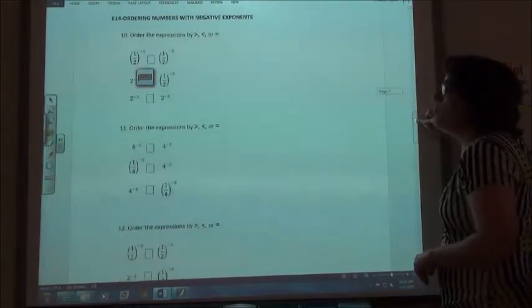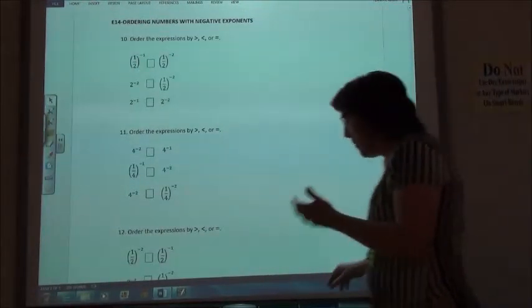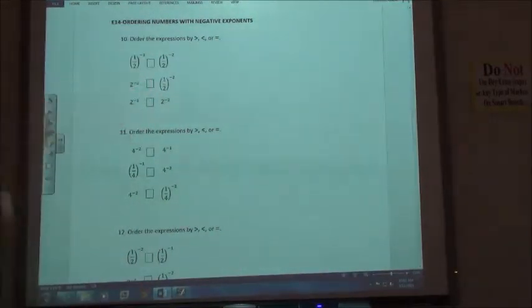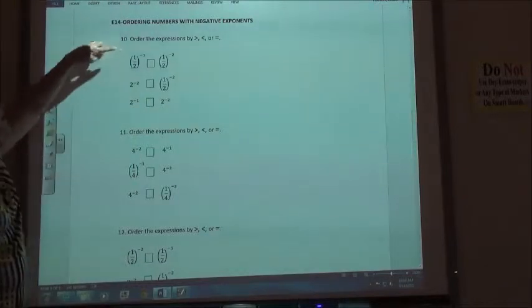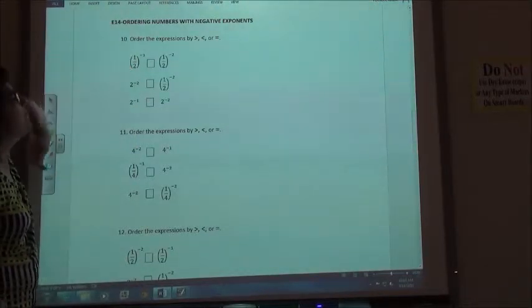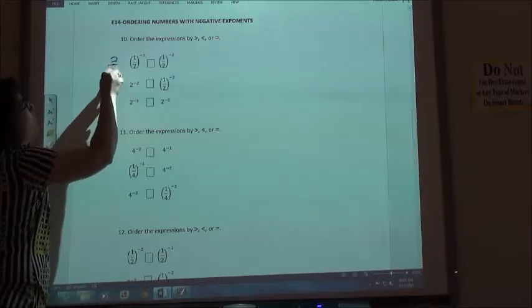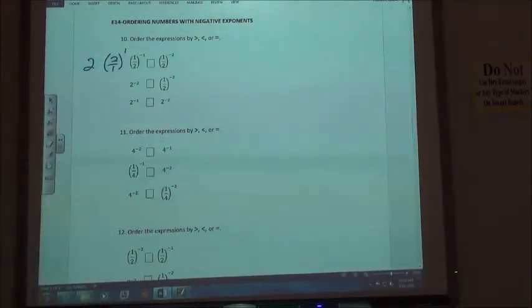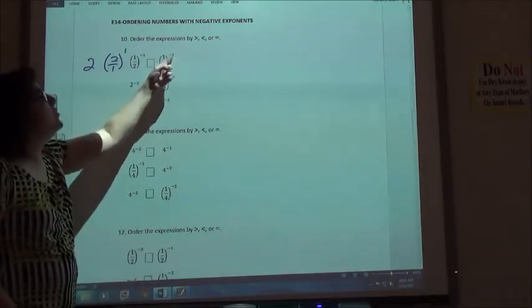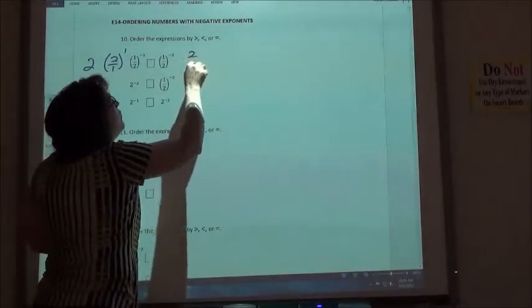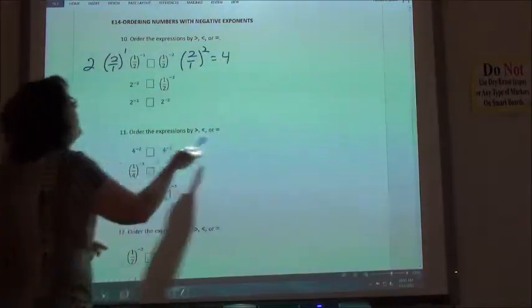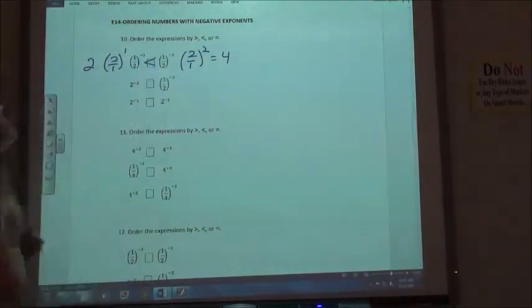So now they're going to throw those rules together so that you can compare. All of these have negative exponents. I'm going to do the reciprocal and then do what the exponent says. If I do 1/2 to the negative 1, I would make it 2 over 1 to the positive 1, which is just 2 then. If I have 1/2 to the negative 2, I make it 2 over 1 to the positive 2. 2 squared is 4, and now I can compare: 2 is less than 4.